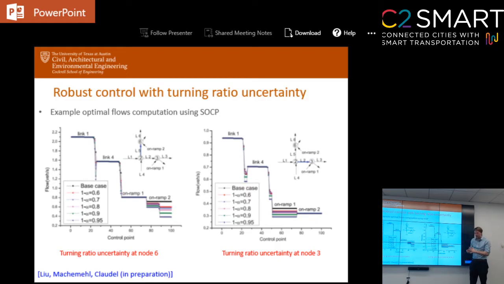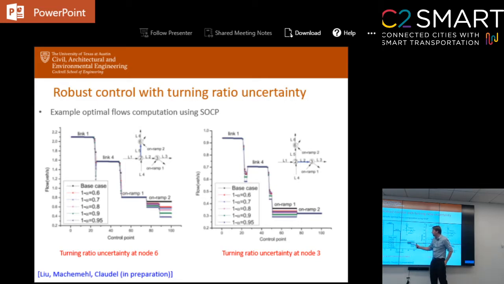to evaluate the effect of splitting coefficient uncertainty for different junctions. So here, assume, for example, that you have turning ratio uncertainty in junction number 6. It will affect, of course, the performance of the controller. You will see that most of these effects will appear on ramp 2, because ramp 2 is what is connected to junction number 6.